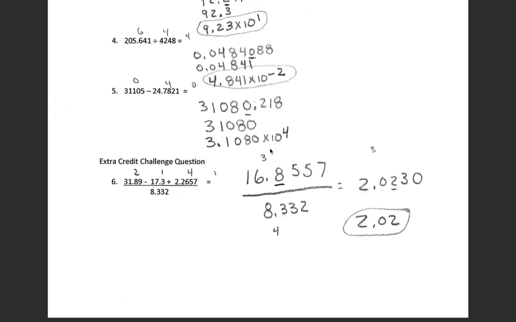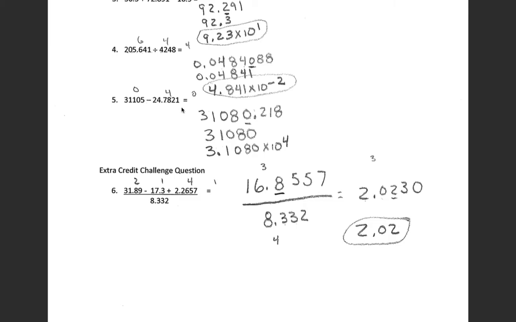Number 5. Subtraction, digits after the decimal, 0, 4. The answer is going to have 0 digits after the decimal. This is what comes out of my calculator. It's going to have 0 digits after the decimal. The 2 does not influence this 0, so it's just 31080. 1, 2, 3, 4 significant figures.